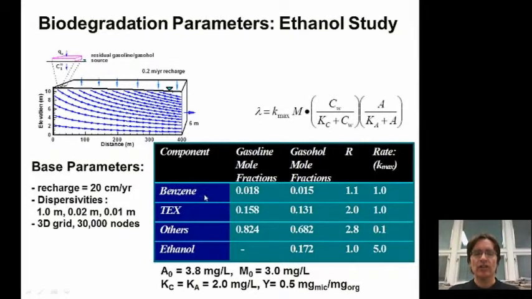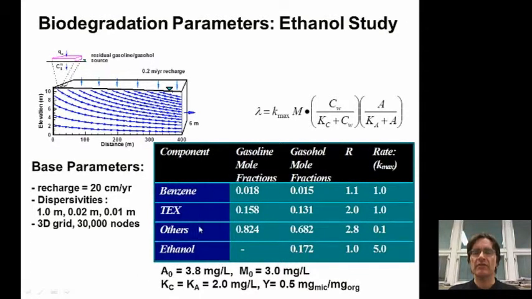So here is our component mix. We'll be simulating 4 components of gasoline: benzene, TEX, that's toluene, ethylbenzene, and xylene, grouped into one component, all the other components, the heavier, less soluble components, as well as ethanol. So these are 4 components making up the total mass of our gasoline source.